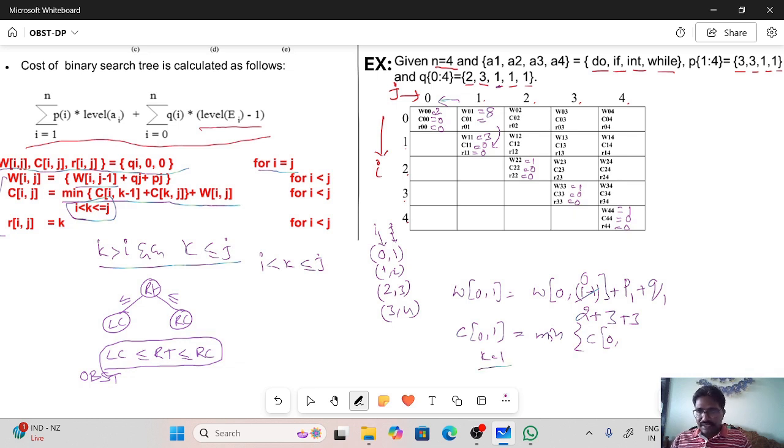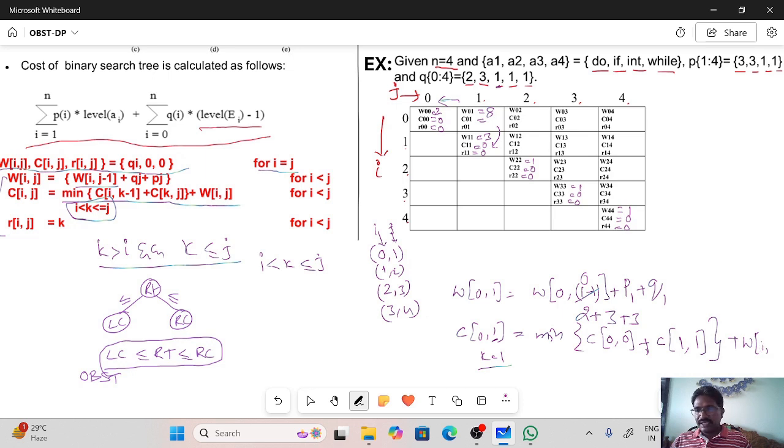So that is nothing but C of 0, 1 minus 1, 0, plus the cost of k. What is my k? 1 comma j. What is my j value? 1. So this is our j and this is our I. 0 is the I and j is the 1. C of 1, 1 plus weight of Ij. So what is the I? 0 and what is the j? 1.